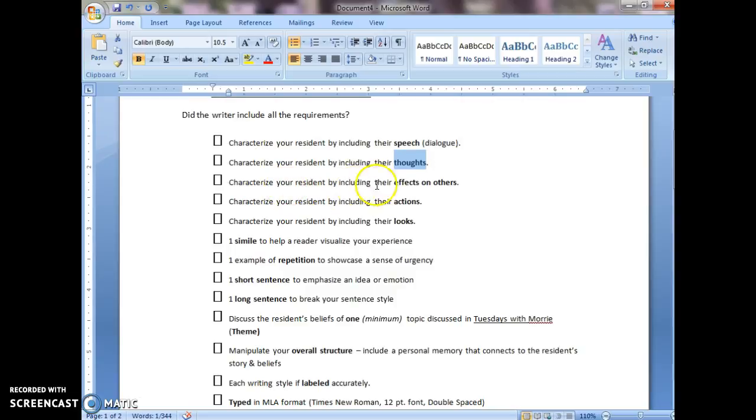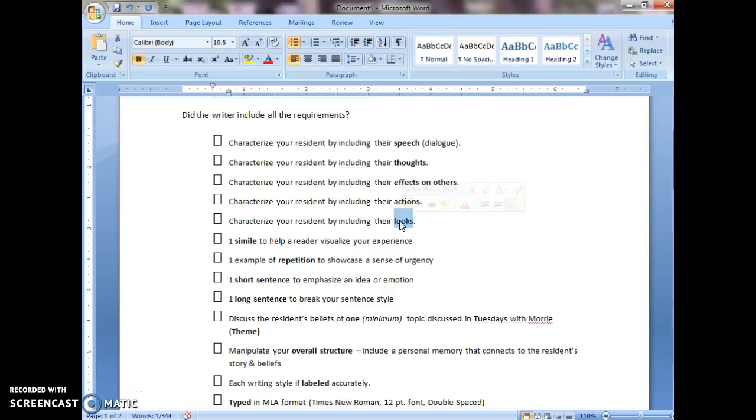Did they characterize your resident by including their effects on others? So did they treat you in a specific way? Did they treat somebody else in a specific way? So how is that resident treating other people? You want to make sure that you're characterizing your resident by including their actions. What did they do? How did they respond to different things? Characterize your resident by including their looks. So what kind of clothing are they wearing? How does their hair look? What kind of style do they have?